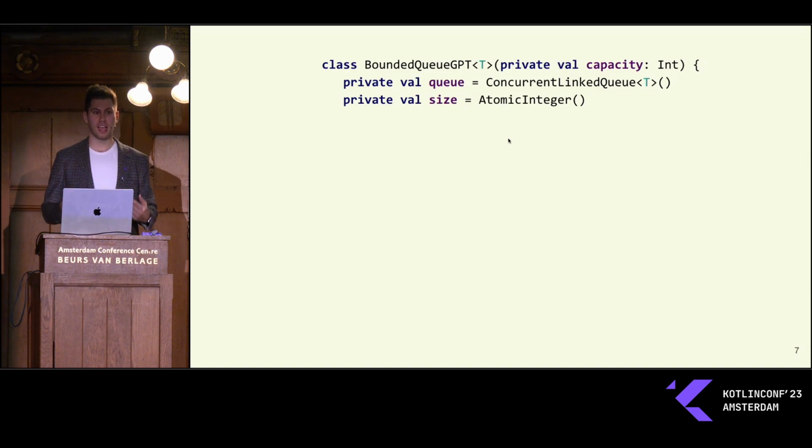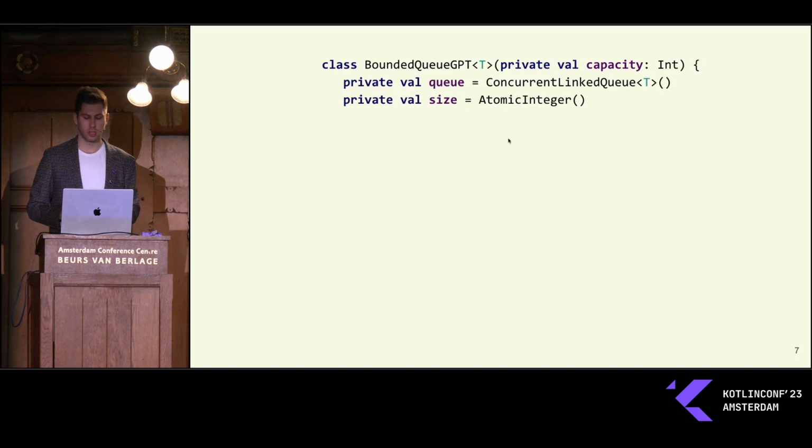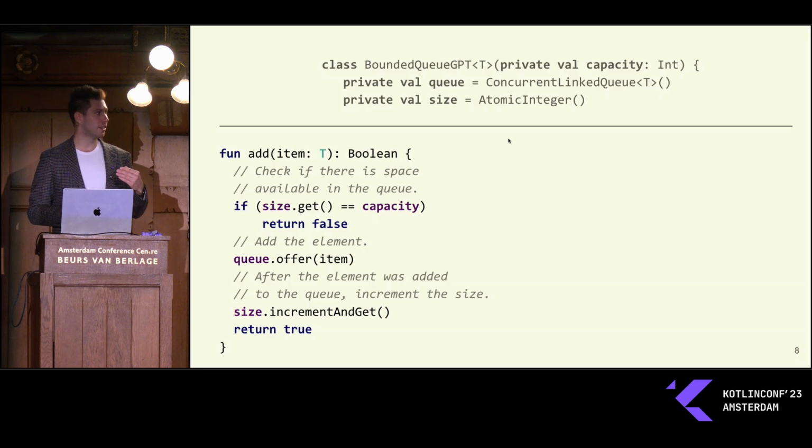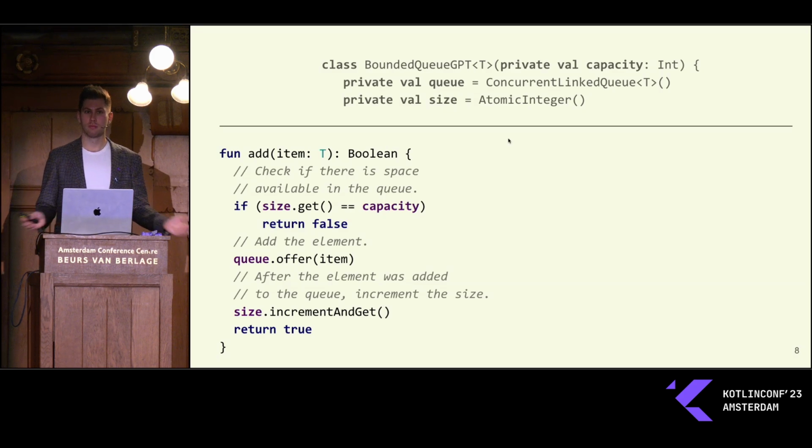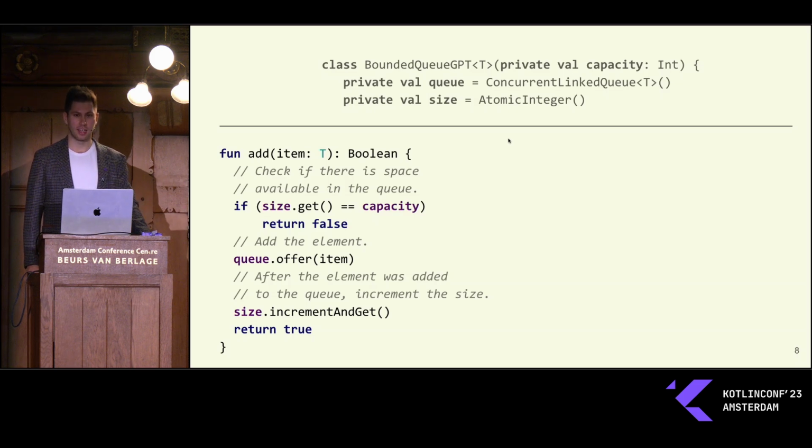And to maintain the size, to check whether the queue is full or not, ChatGPT suggests using an atomic counter. So when we add a new item, we first of all check that the capacity is not exceeded. And if the queue is full, then the operation immediately returns false without doing anything. Otherwise, there is some space in the queue, so the algorithm adds this element and increments the size. OK?